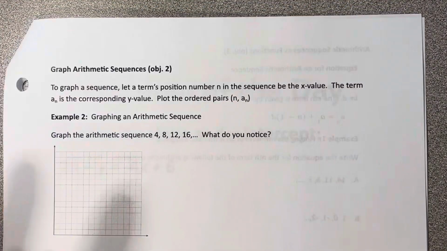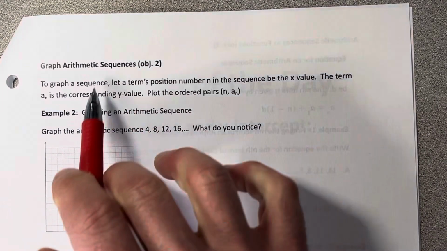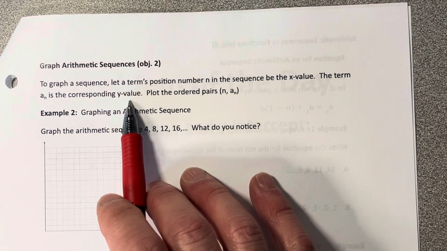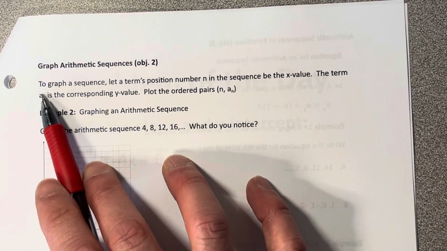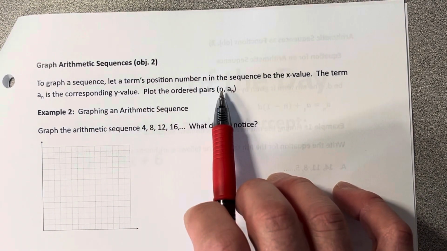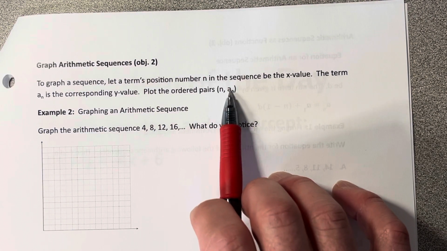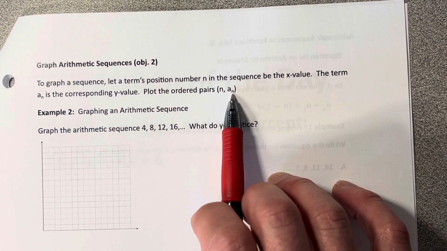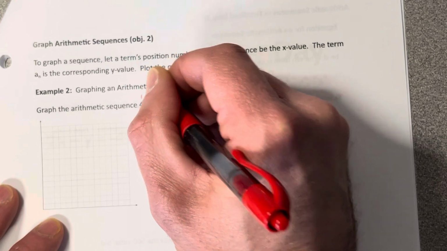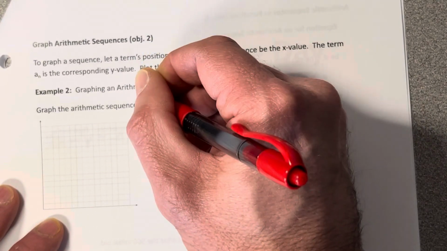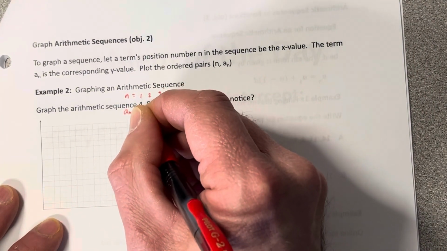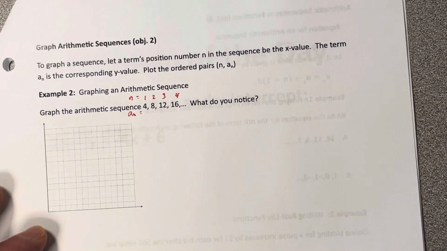You can also graph these things. And what they like to do is make the position the x value, and the term value the y value. Okay, so the a sub n is the actual term value at position n. They describe it as plotting n, a sub n, where n is the position and a sub n is the term at that position. So to graph this, you're thinking first, second, third, fourth. Our n values are up top to here, our a sub n values are over here, and they ask us what we notice.